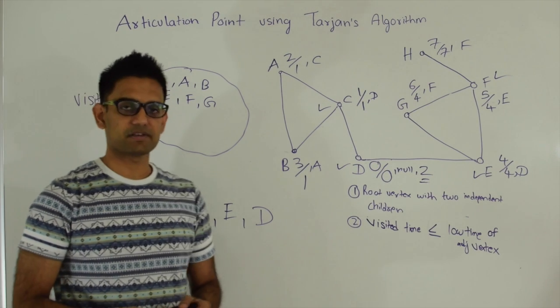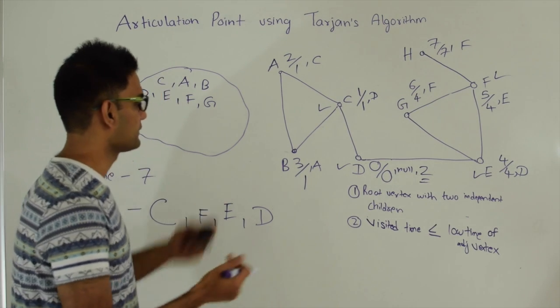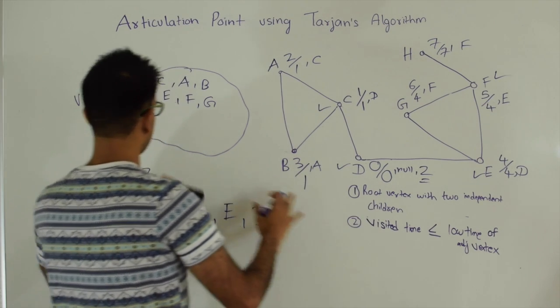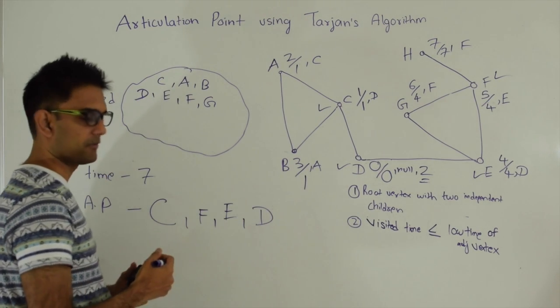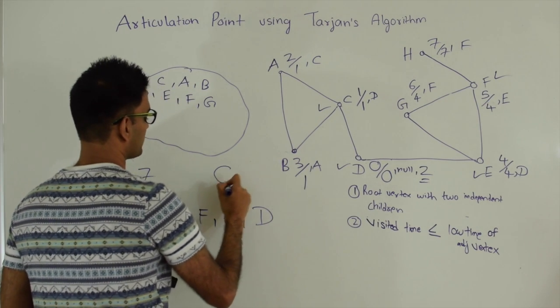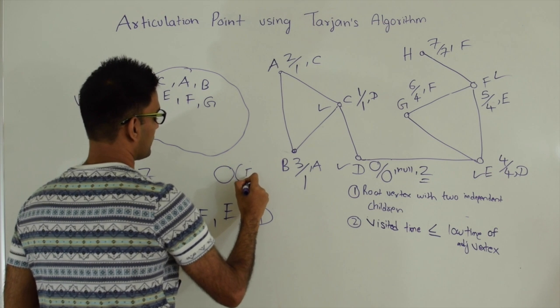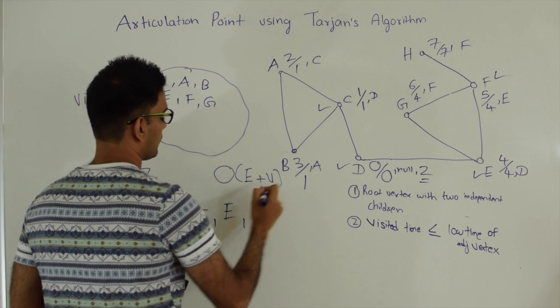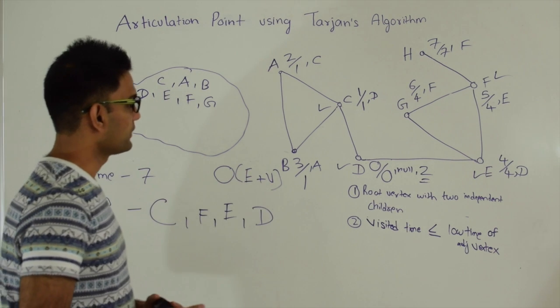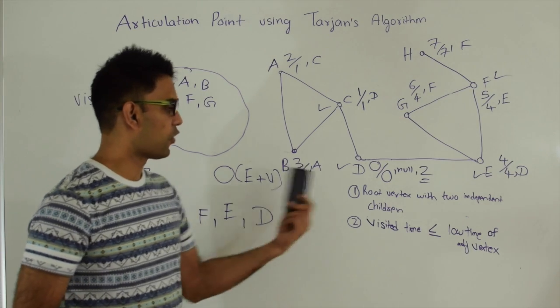So the time complexity is pretty straightforward. All it does is a DFS. It has all this bookkeeping information, but the time complexity is the time complexity of DFS, which is E plus V. So in the next section, let's look at the code for this.